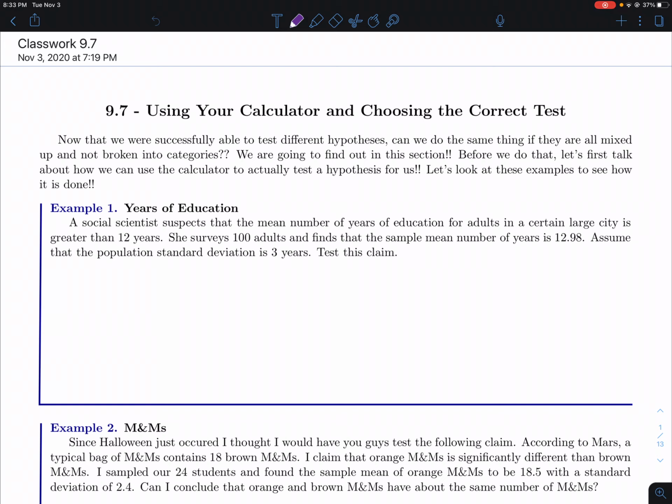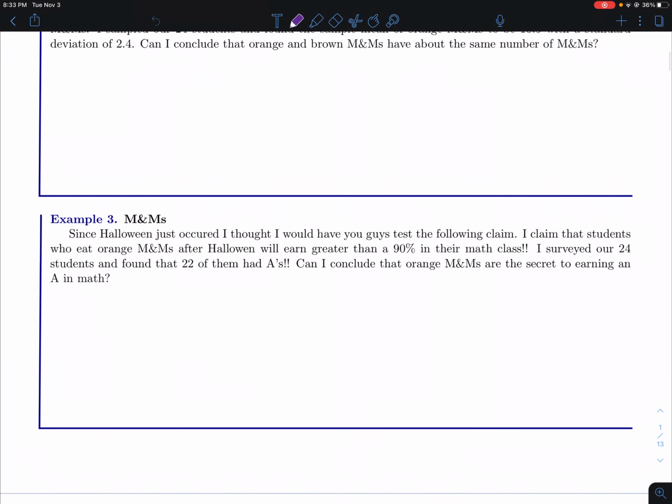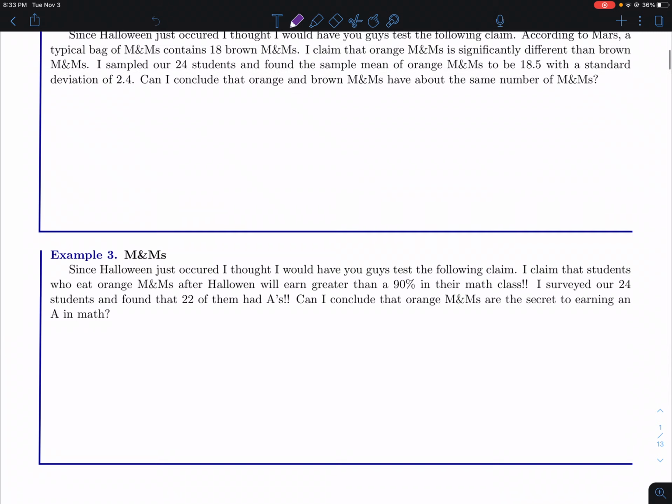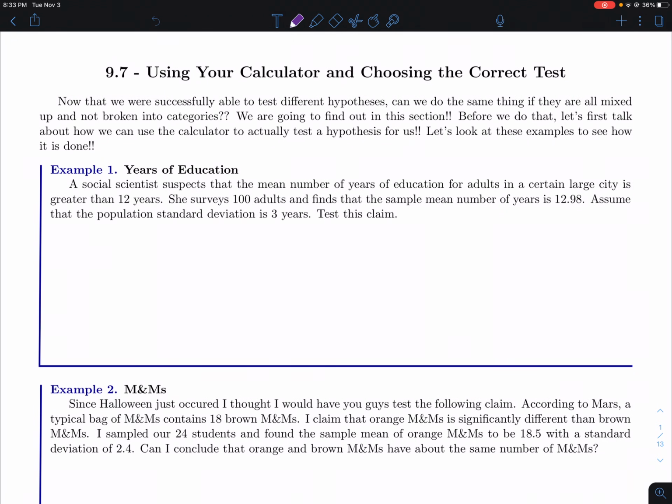All right, so let me dive in. These are actually the same examples I've already done in the previous section. I'm just going to do them now using the new calculator tricks that we can use. Again, these are all going to break down in terms of whether sigma is known, sigma is unknown, or it's a probability. That's going to determine which hypothesis test we're going to choose.